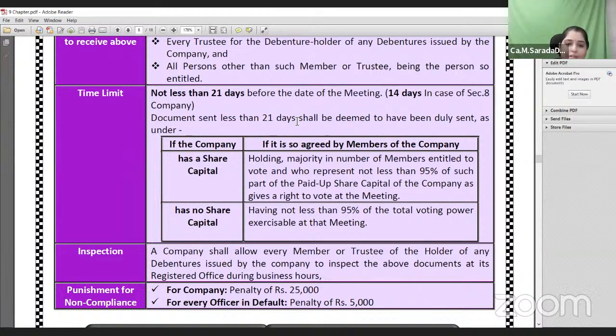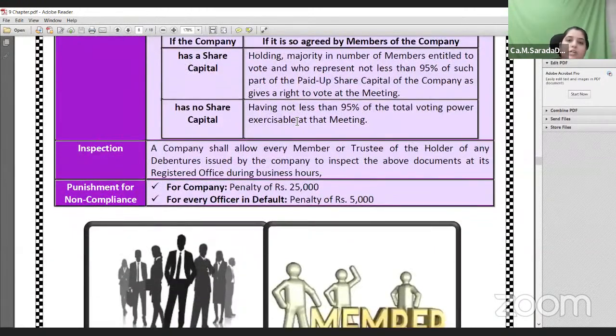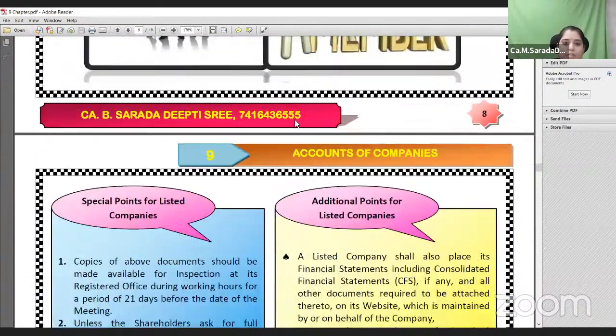Otherwise, the company is liable for the punishment. And once these are prepared and audited, they are kept in the registered office of the company. Therefore, every member of the company, trustees, holders, and debenture holders can inspect them during the business hours of the company. Okay. So these are the general points relating to it.